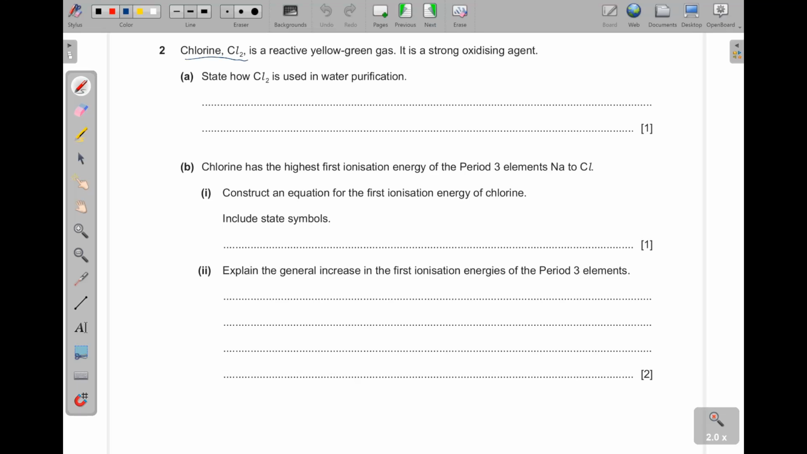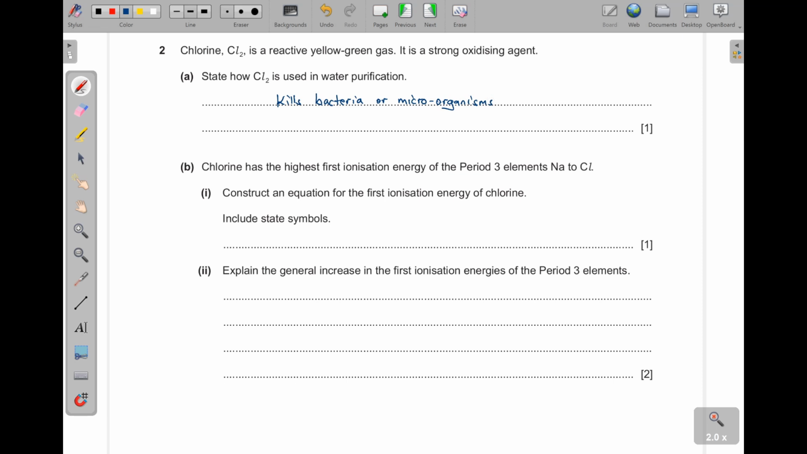Question 2. Chlorine is a reactive yellow-green gas. It is a strong oxidizing agent. But state how chlorine is used in the purification of water. This one is used to kill bacteria. Okay, it kills bacteria, or we can say microorganisms.